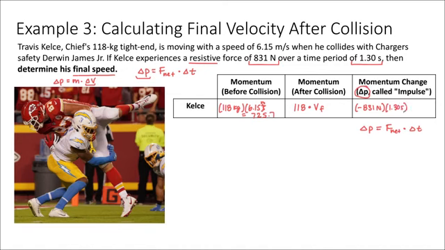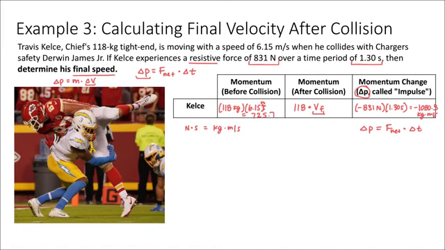And I should mention that a newton times a second will work out to be the same thing as a kilogram times a meter per second. So these are both valid ways of expressing units for momentum. They're essentially the same thing. That will be equal to negative 1080.3 units of momentum. All right, so now that I've solved for the change in momentum, or the impulse of Kelce, I can use this information in my table to solve for VF.